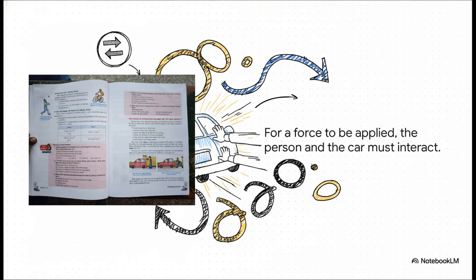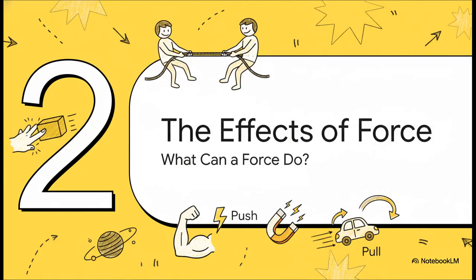Take a look at this. That force that could get the car moving doesn't just appear out of thin air. It exists because the person and the car are interacting, his hands on the car's body. If there's no interaction, there's no force. It's a two-way street.